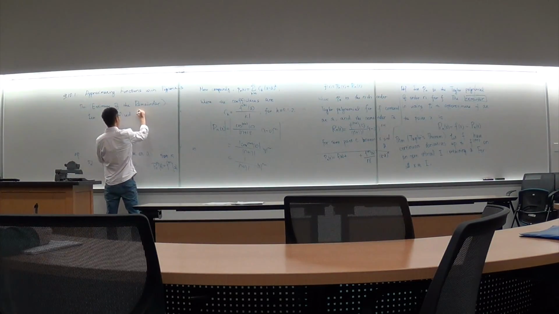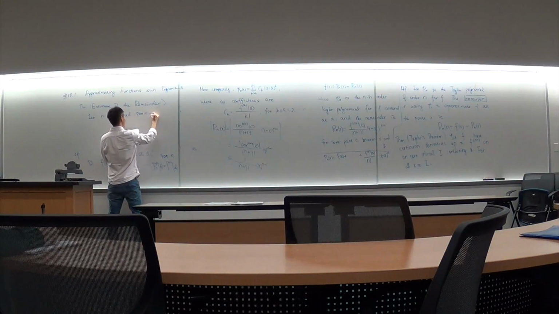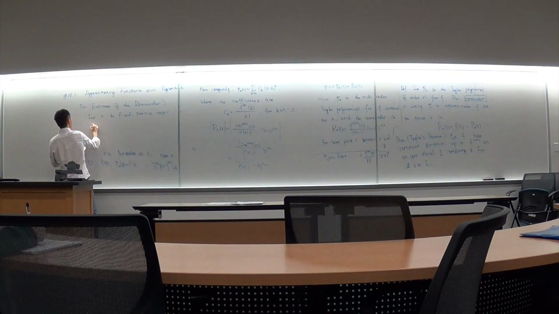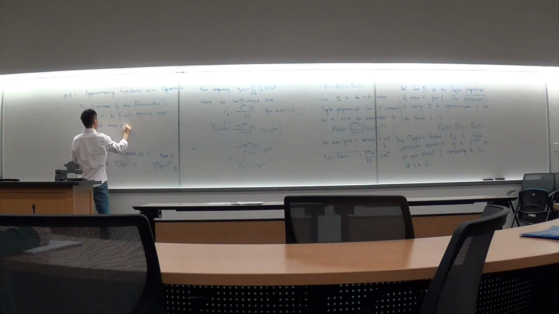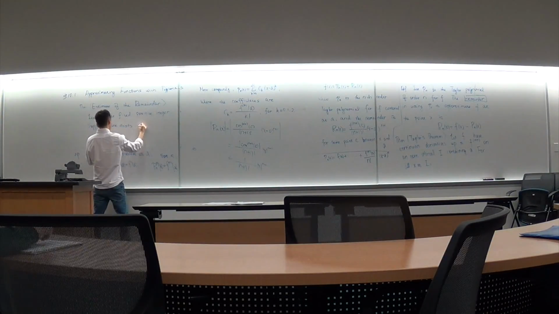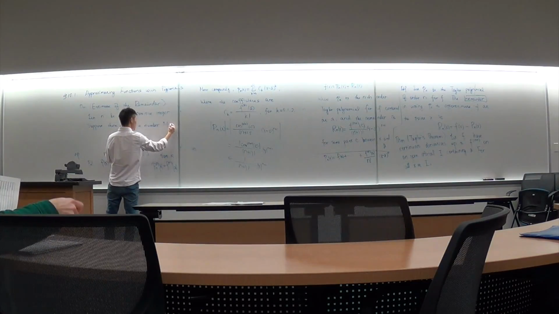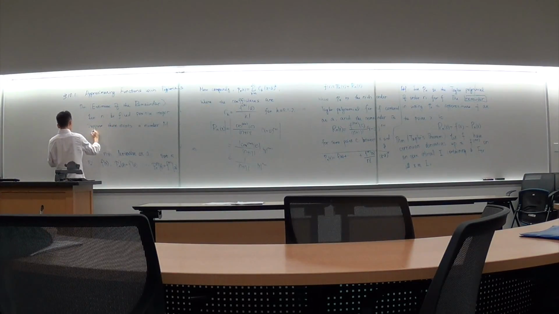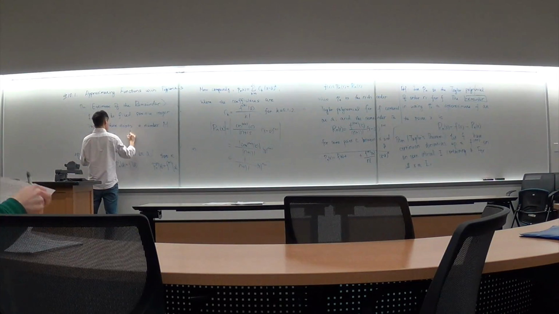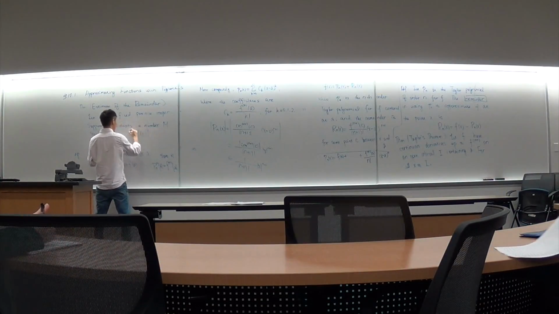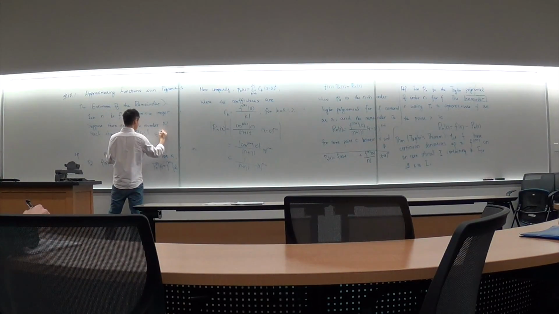Fixed positive integer. So suppose there exists a number M, where capital M is just a constant, such that the n plus 1 derivative of f evaluated at c is less than or equal to M.